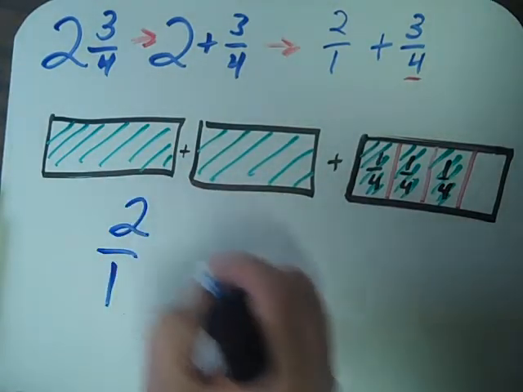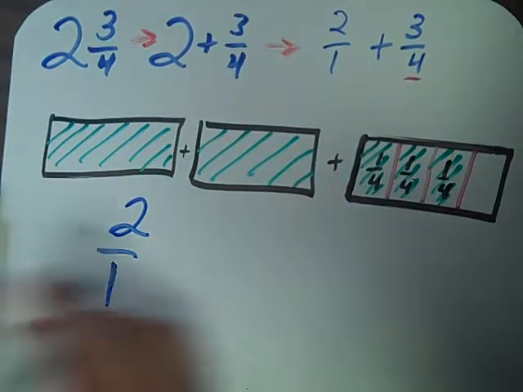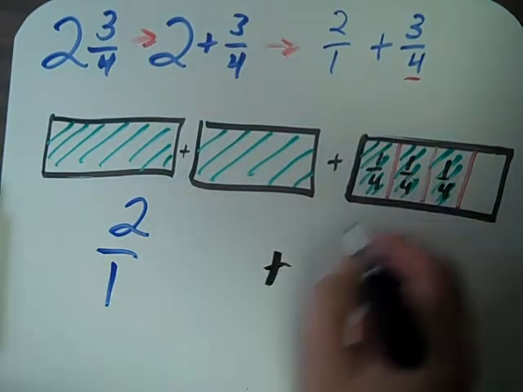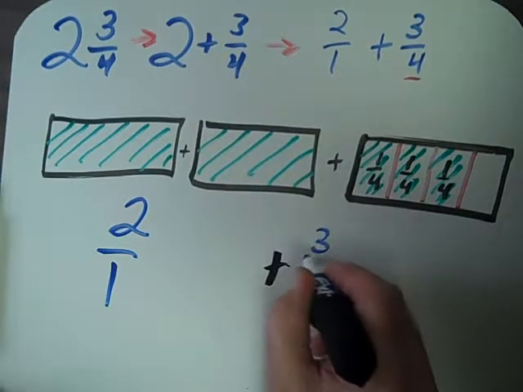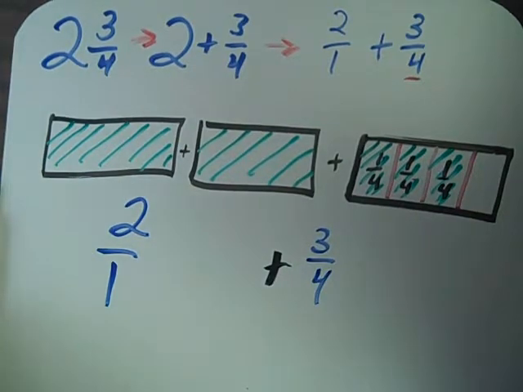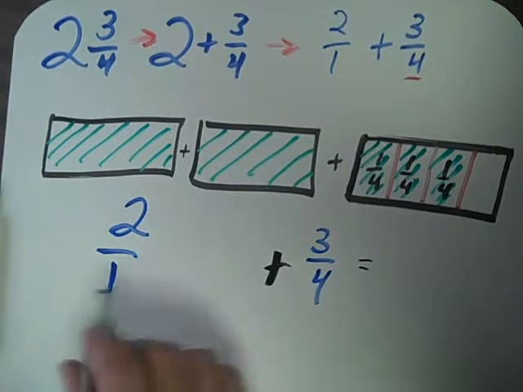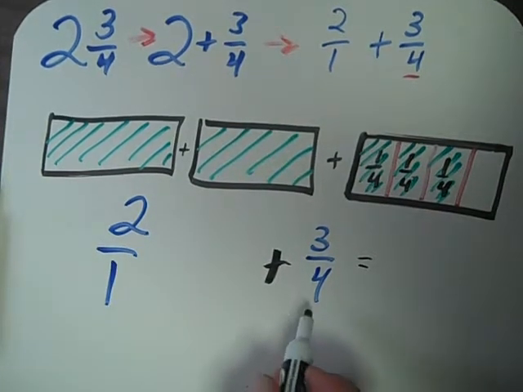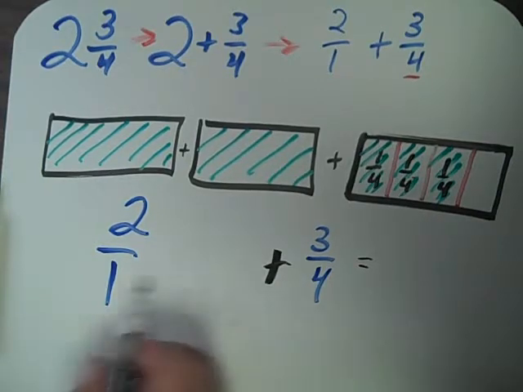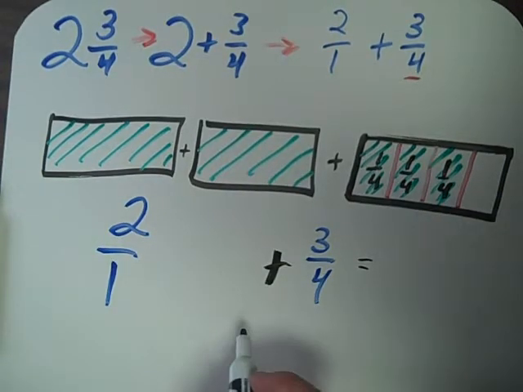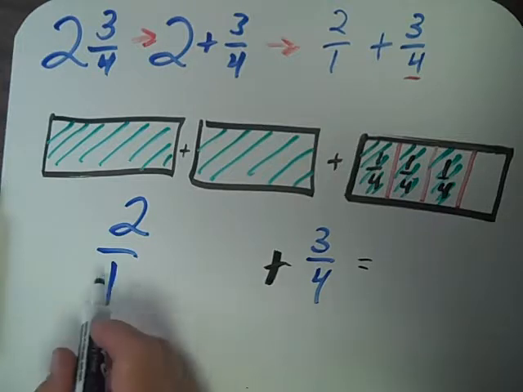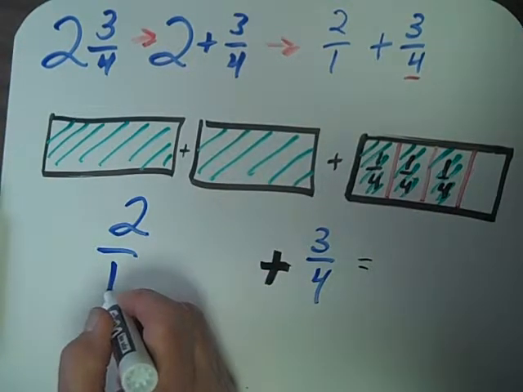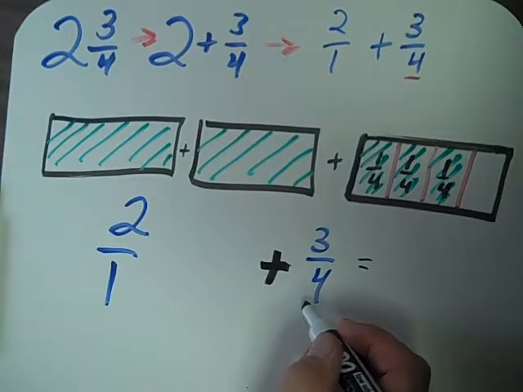2/1, that's what this is, plus 3/4. That equals... And we haven't done that yet because we can't add fractions when the denominators, or the unit size, are not the same. And on this one, the unit size is not the same. We have a 1 as a unit size here and a 4 as a unit size here.